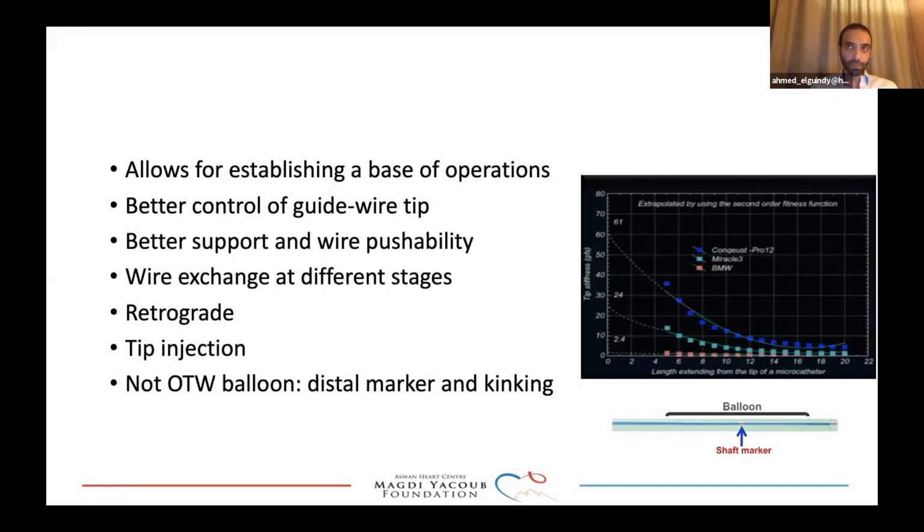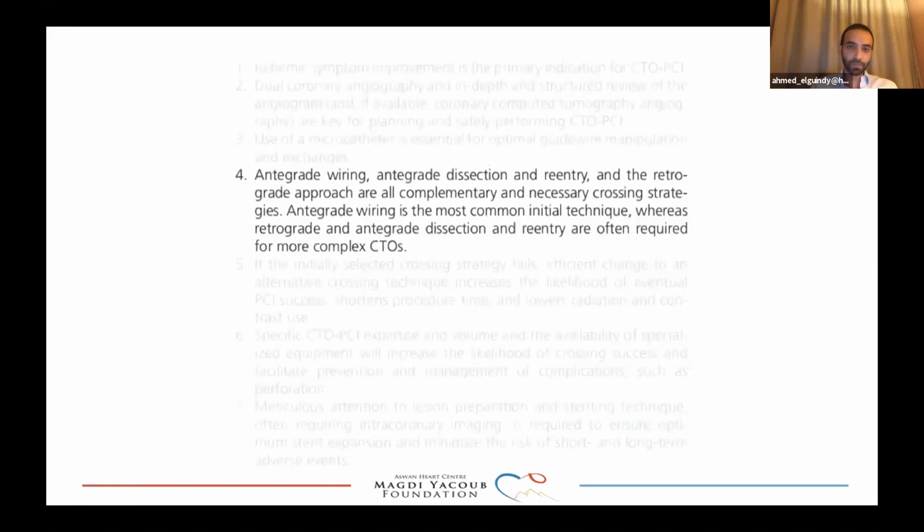deliberately doing contrast-induced microdissections. And we now understand that the use of an over-the-wire balloon is not synonymous. Because they're stiffer, they're more likely to kink, and the distal marker is usually placed at the middle of the balloon, so it doesn't really show you where the tip of the wire is, and you lose understanding of where you really want to position the base of operations.